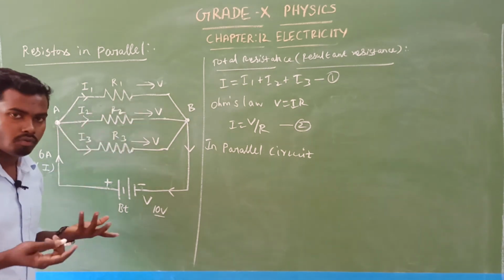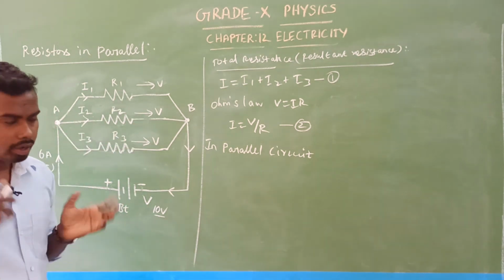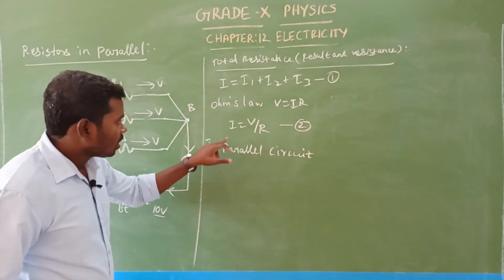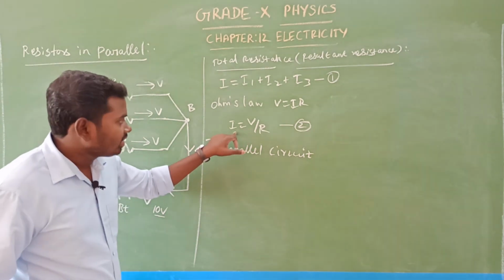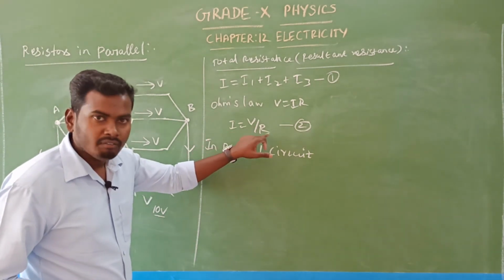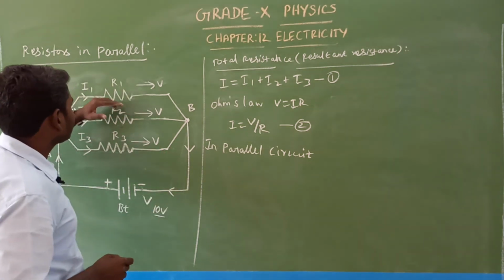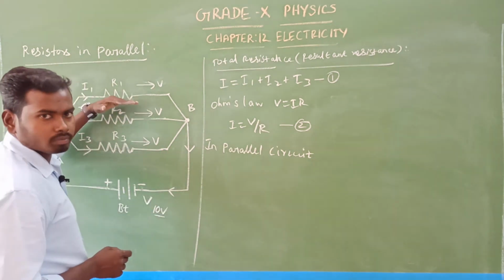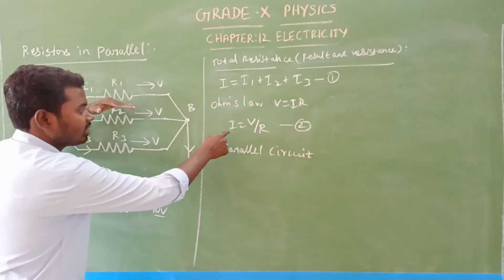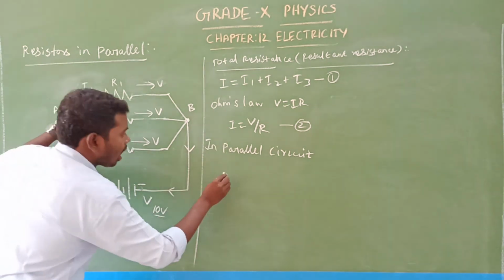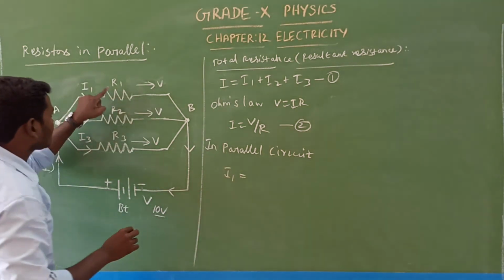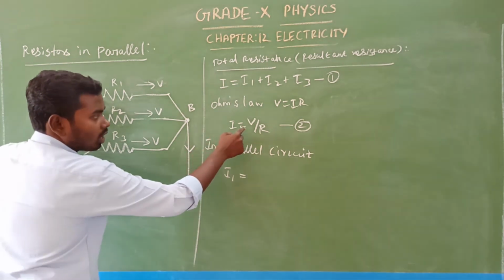All the values are known. Look at here. In a parallel circuit, the current I, which we already know, is equal to V by R. You first consider resistor R1 and apply this formula here. So I1, because across the resistor I1 current is flowing, I equal to V by R.